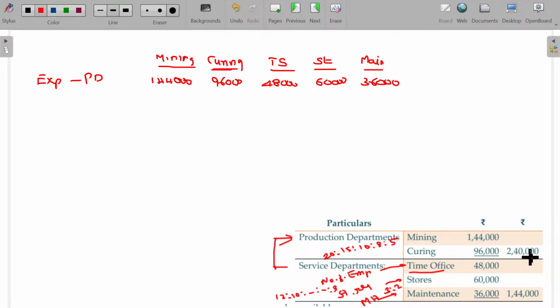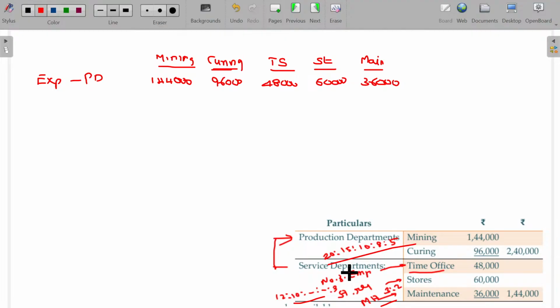In this case, the time office overhead is distributed to all the 5 departments. Stores is distributed to 3 departments. Maintenance is distributed to 2 departments. Like this, the service department servicing the other departments gradually reduces one after another. So 5, 4, 3, 2, 1, like that, that's why it is a step. Okay, step by step the service will be reduced. Service given to the other departments will be reduced.